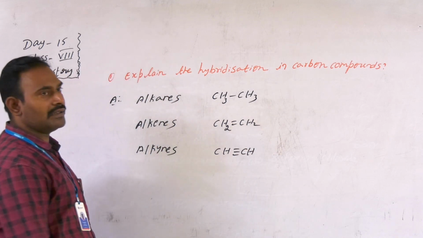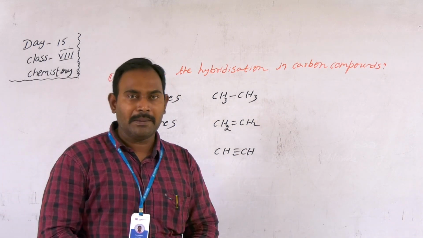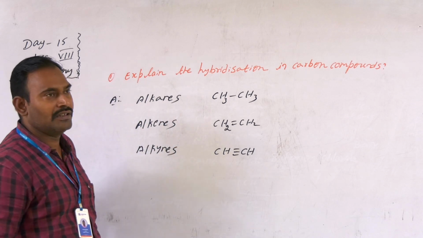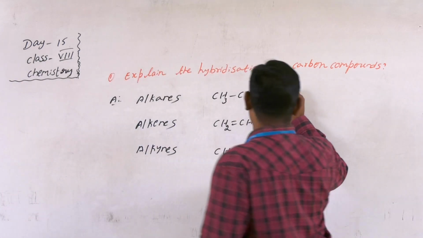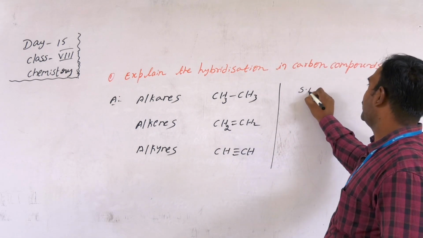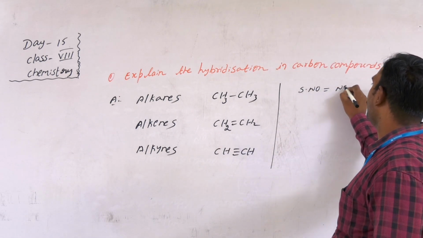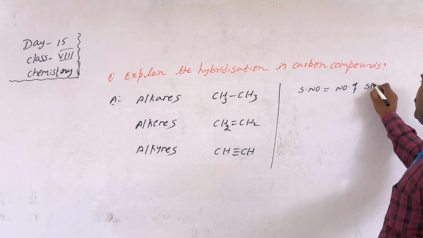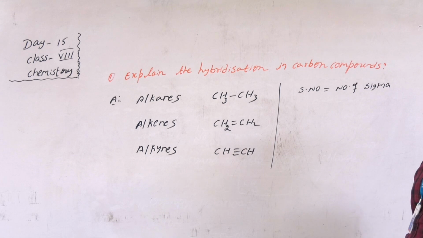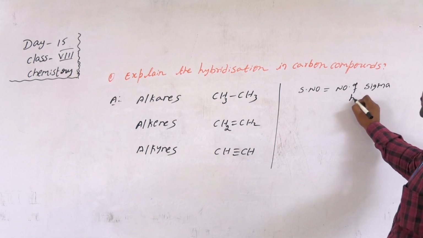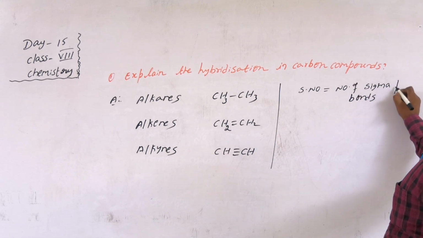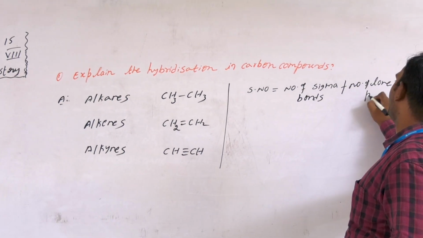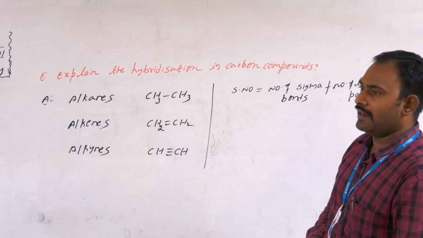Now we have to predict the hybridization of the carbon atom in alkanes, alkenes and alkynes. Now see here, first count the steric number. Steric number is equal to the number of sigma bonds, otherwise the number of surrounded atoms, plus the number of lone pairs on the central atom.